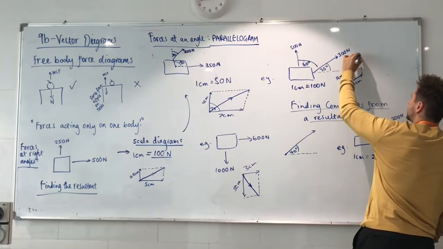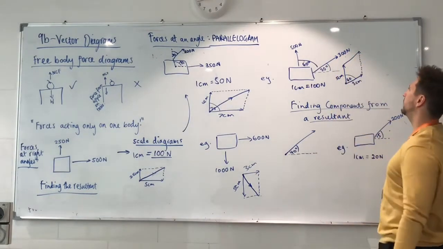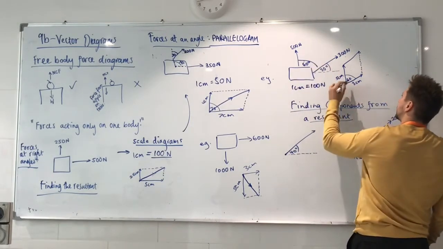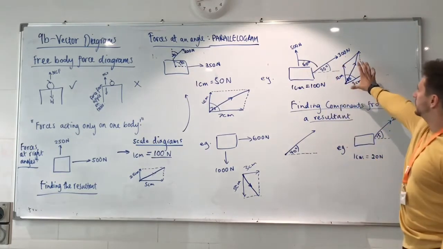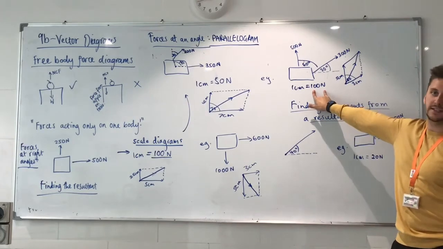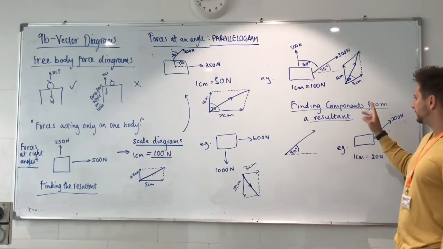Go 5 centimeters, and then with your ruler join the tips. There's my parallelogram, and again, I know it's somewhere in between them, so it's this corner to this corner. Measure that resultant force with a ruler, times it by the 100 scale in this case, and then that's my resultant force between two forces, not at right angles.